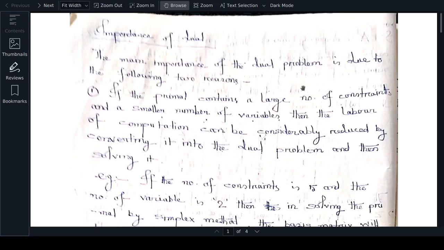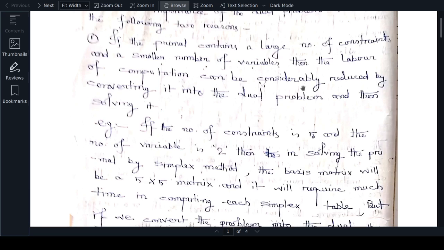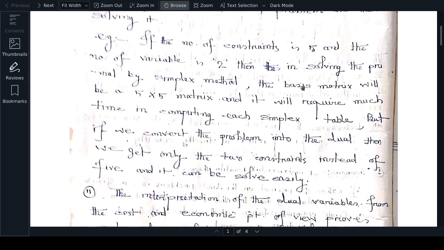If the number of constraints is 5 and the number of variables is 2, okay, then in solving the primal by simplex method, the basis matrix will be a 5 by 5 matrix. Okay, and it will require much time in computing each simplex table. But if we convert the problem into the dual, then we get only 2 constraints instead of 5. It can be solved easily.